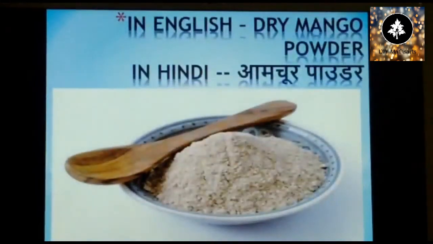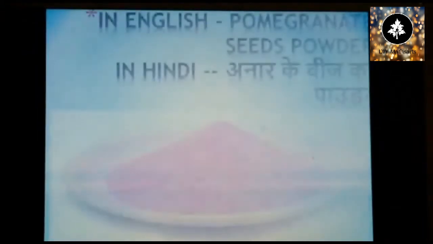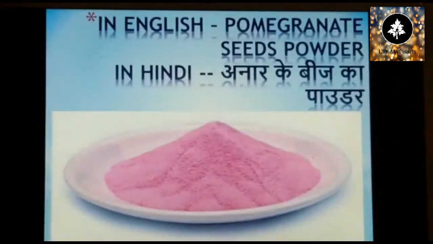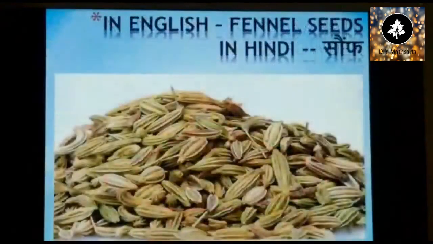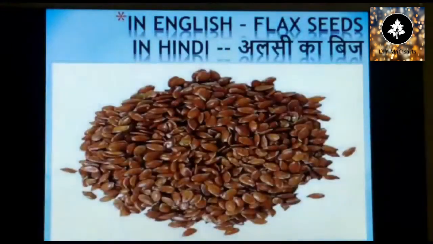This is dry mango powder and in Hindi it is known as amchur powder. It is pomegranate seed powder and in Hindi it is known as anar ka beej ka powder. This is fennel seeds and in Hindi it is known as saunf.